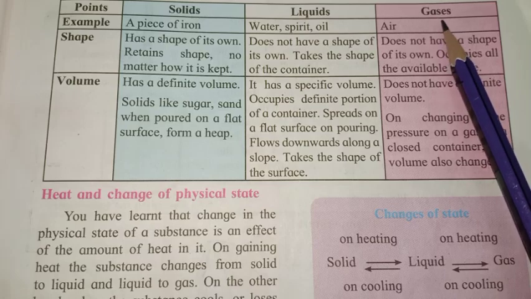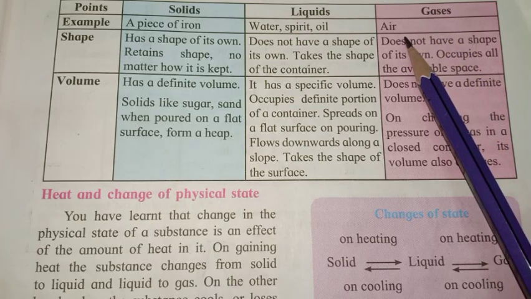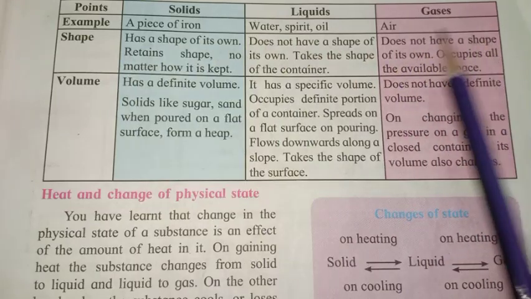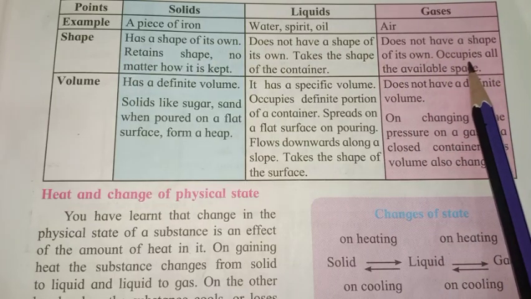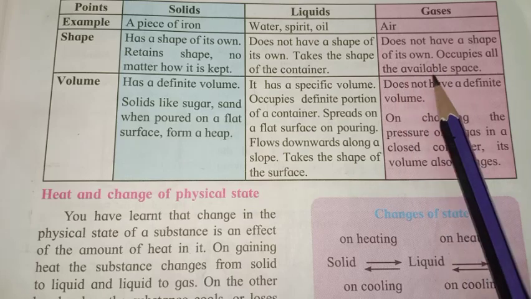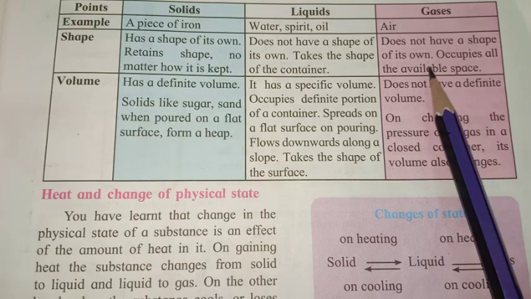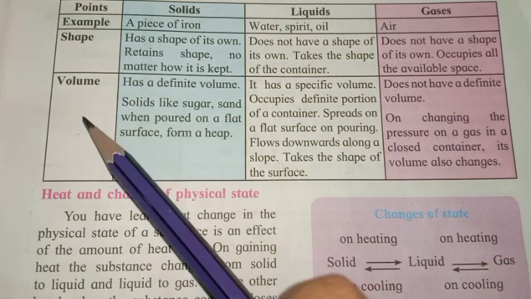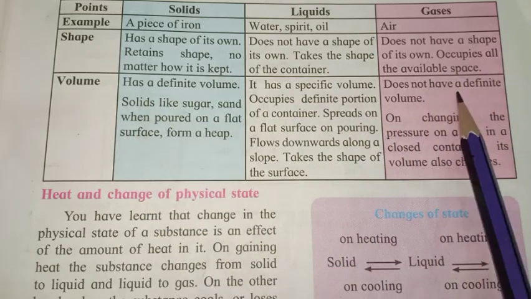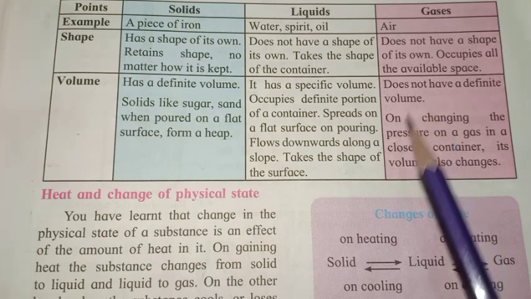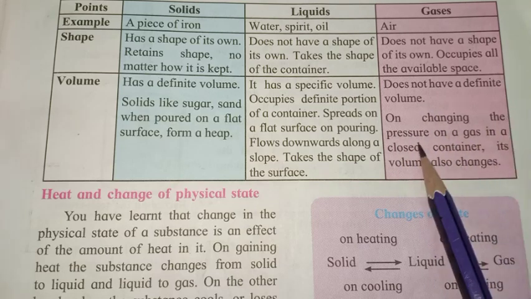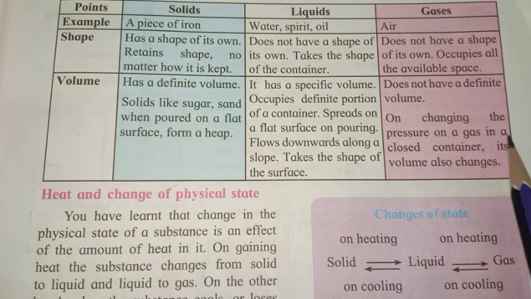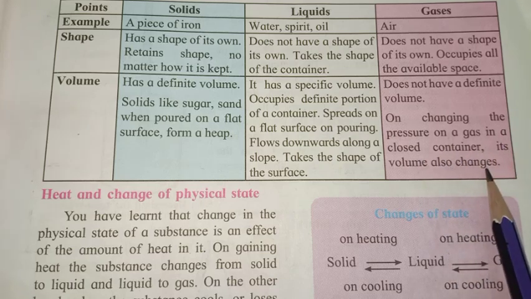Next point is gaseous state. Example is air. Shape. It does not have a shape of its own. It occupies all the available space. Wherever it gets space, it occupies that space. Then volume. It does not have a definite volume. On changing the pressure on a gas in a closed container, its volume also changes.